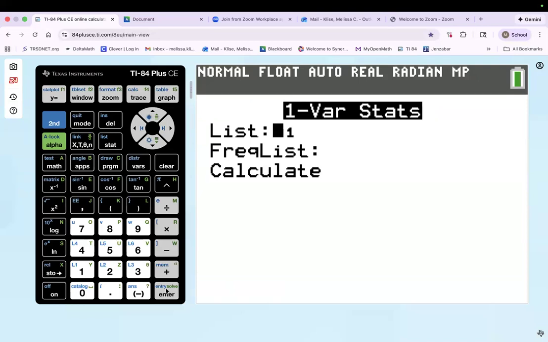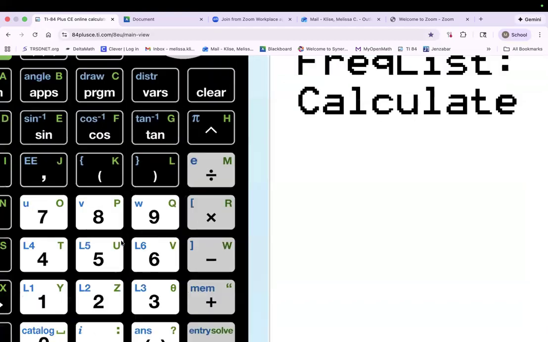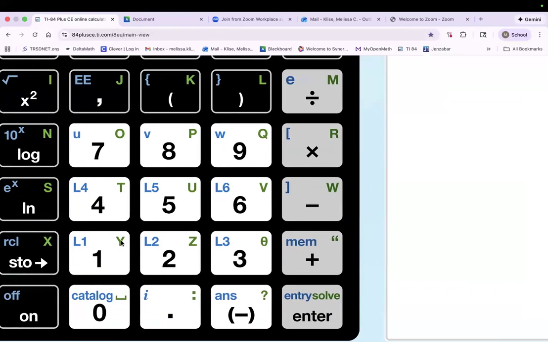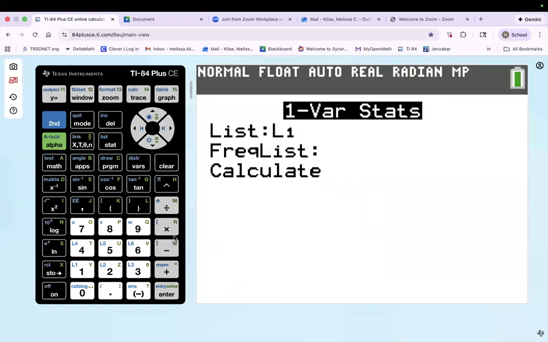So if you put it into a different list, which I don't think you did this time, but if you did, you can change this. So if I wanted it to be list two, or if this already said list two, down here, I'm going to see if I can zoom in. So look here underneath the numbers. Look at the blue in the top corner of these numbers. This is list numbers: list one, list two, list three, list four, list five, list six. So you can choose whichever list yours is in.